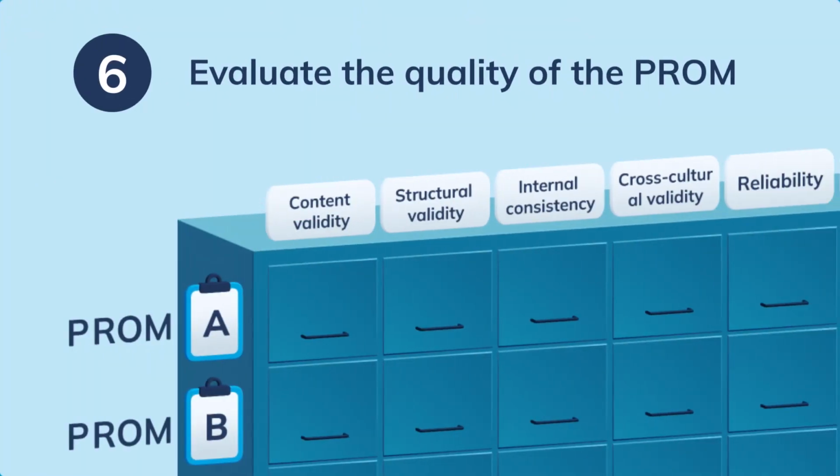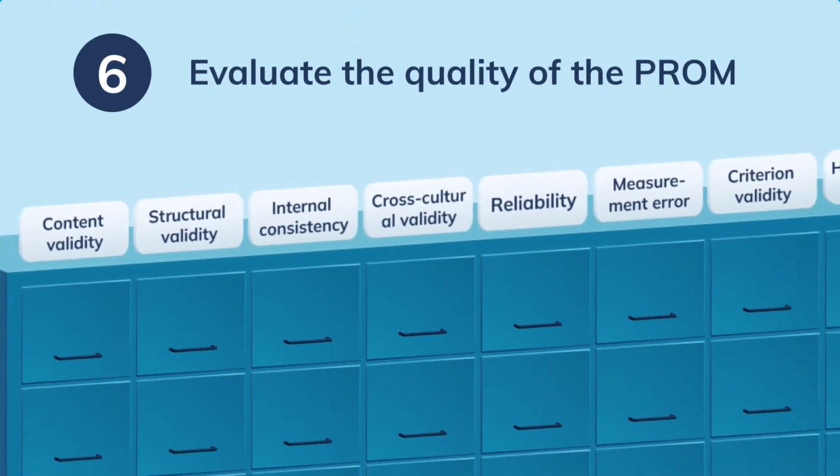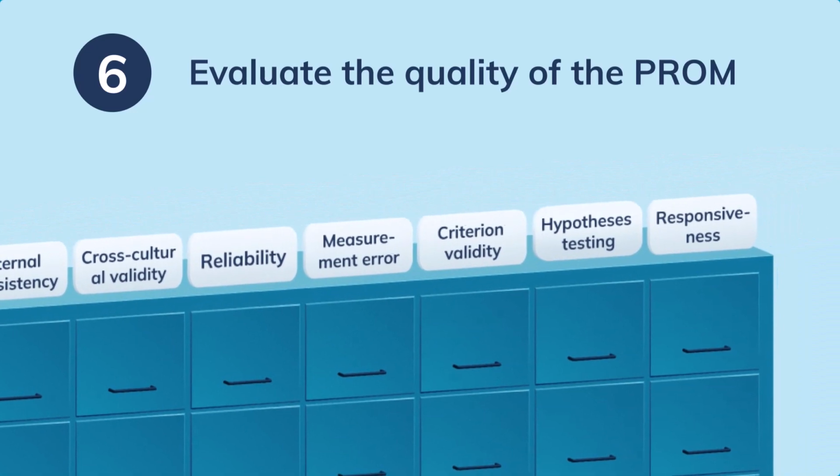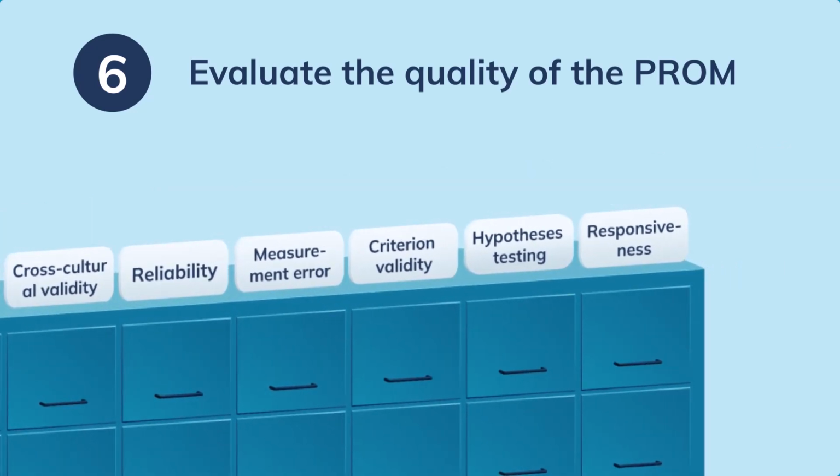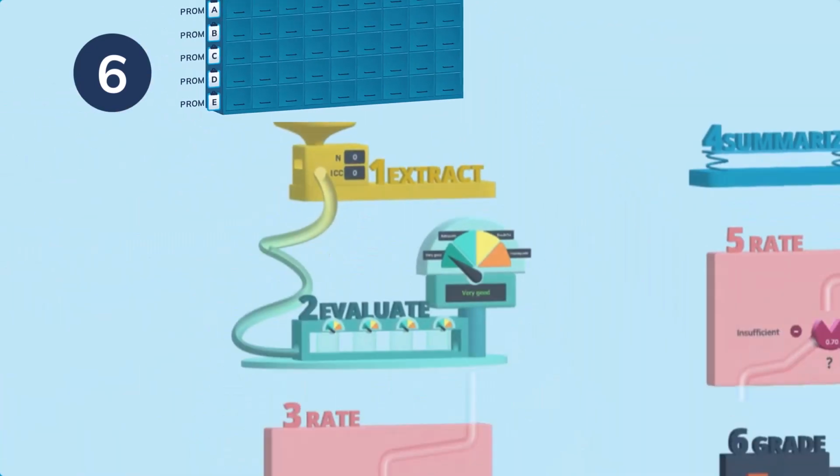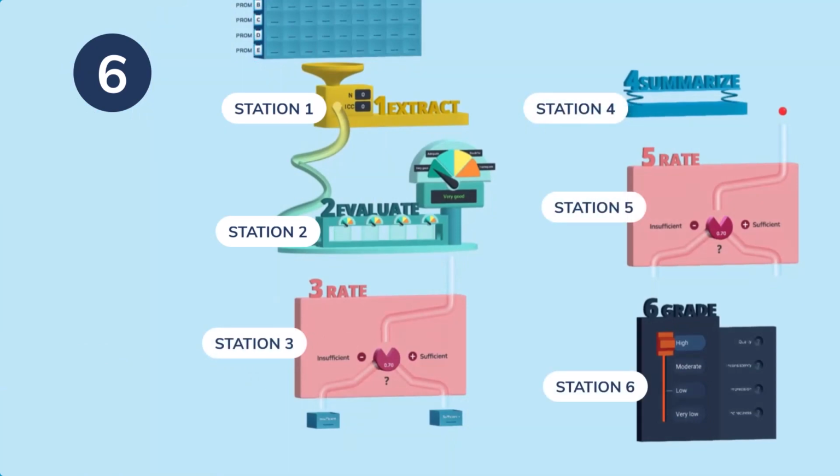In step 6, you look at each measurement property to evaluate the quality of the PROM. Within step 6, we have 6 stations that we repeat for each measurement property per PROM.